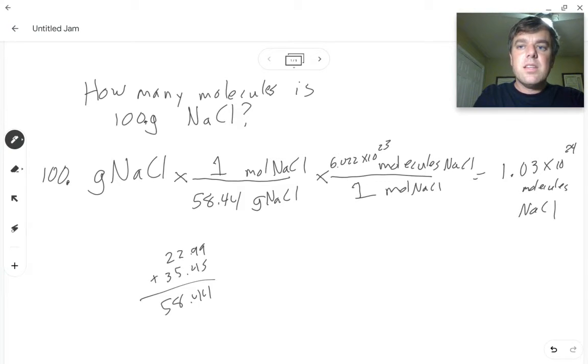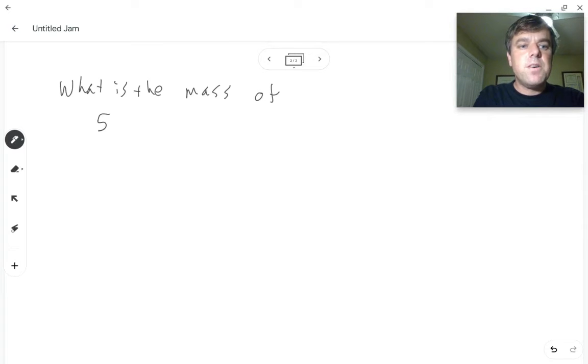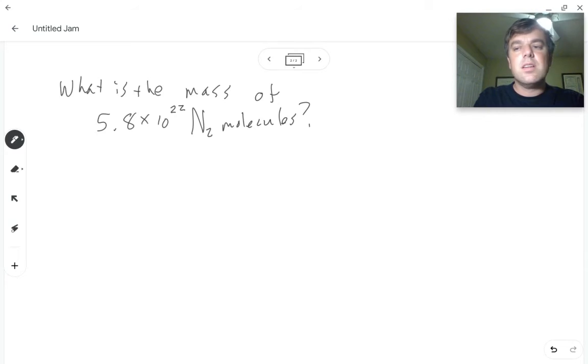Right? And we can look at this going the opposite direction. We could say, what is the mass of 5.8 times 10 to the 22nd, let's go with nitrogen molecules. And keep in mind, nitrogen is one of our diatomic elements, so it always comes in pairs. So we start with what we're given, 5.8 times 10 to the 22nd molecules.